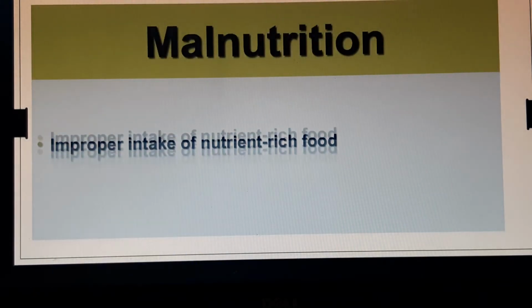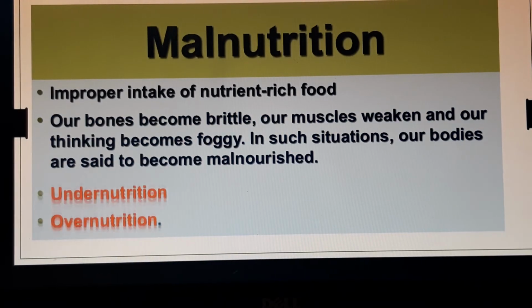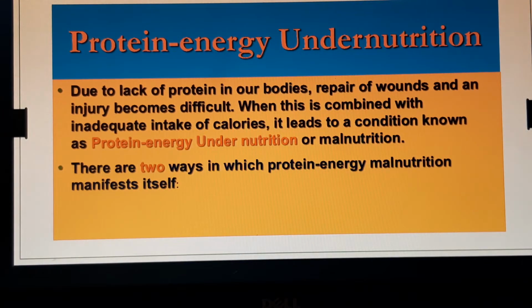Now let's move to another condition called malnutrition. Malnutrition is improper intake of nutrient-rich food. It can be both undernutrition or overnutrition. Undernutrition means that we are taking nutrition less than required, and overnutrition means that we are taking nutrition more than required. Both are not correct. So here we will discuss protein energy undernutrition. As the name itself suggests, it is a condition where we are not getting a sufficient amount of energy as well as a sufficient amount of protein.